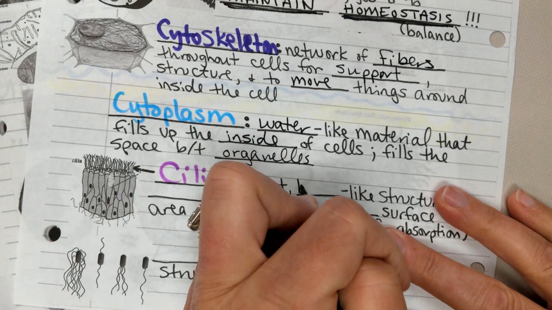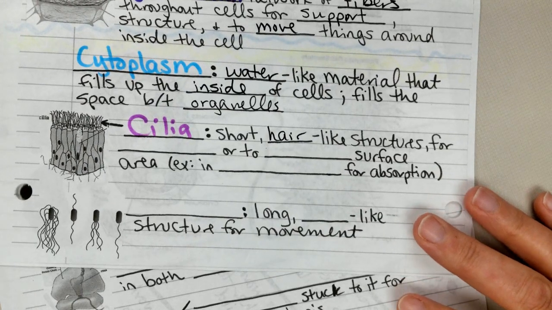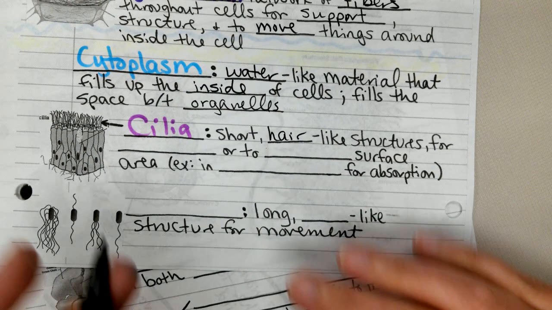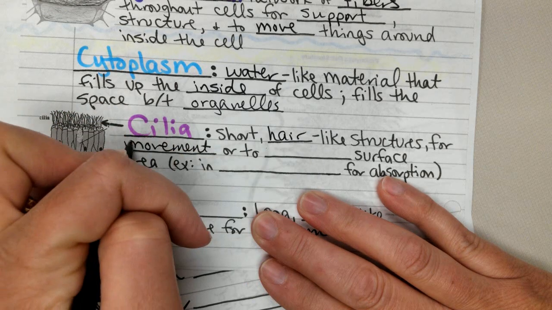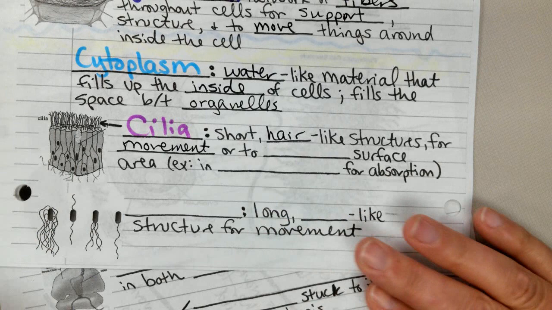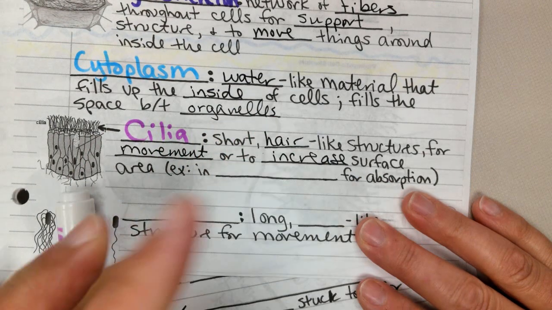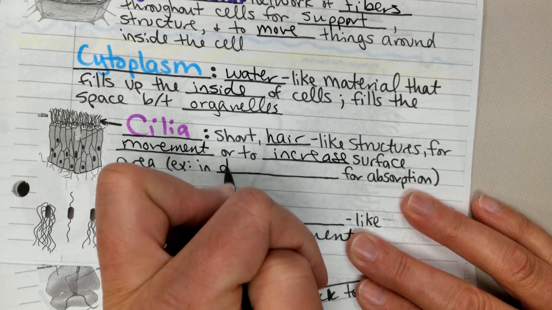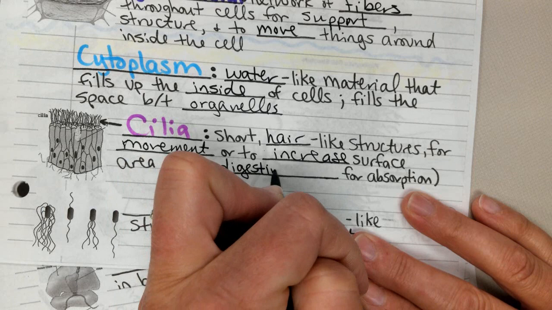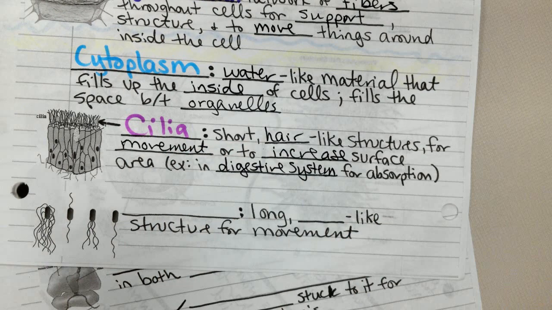Cilia are short hair-like projections for movement. Again, whether you're talking about movement of something or movement of the cell itself, or to increase surface area like in our digestive system, which specifically are small intestines for that, okay?